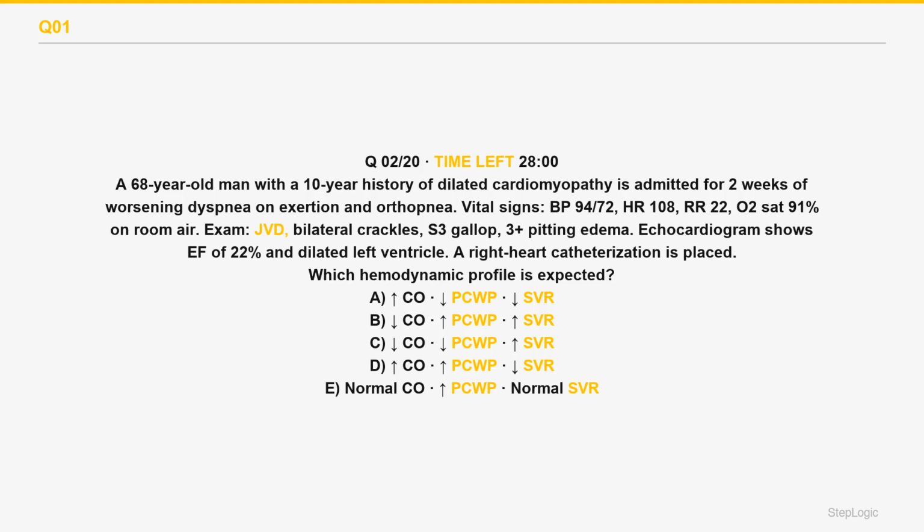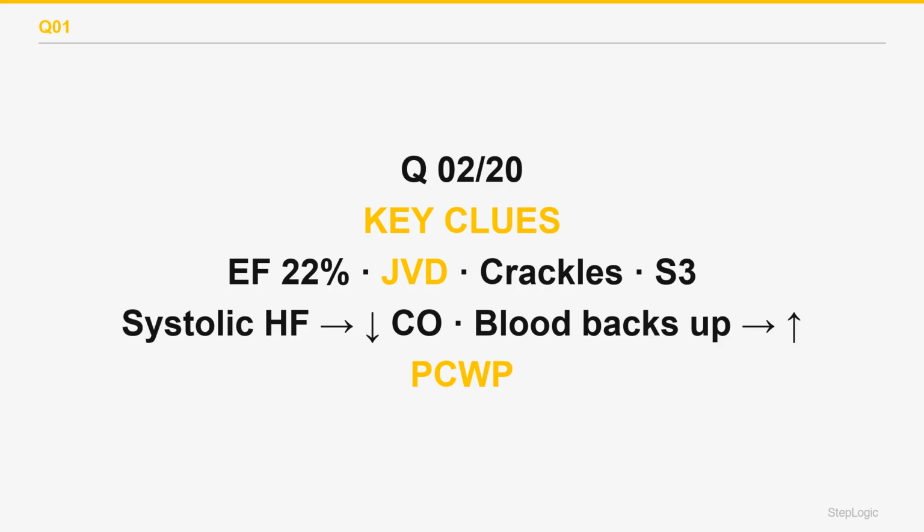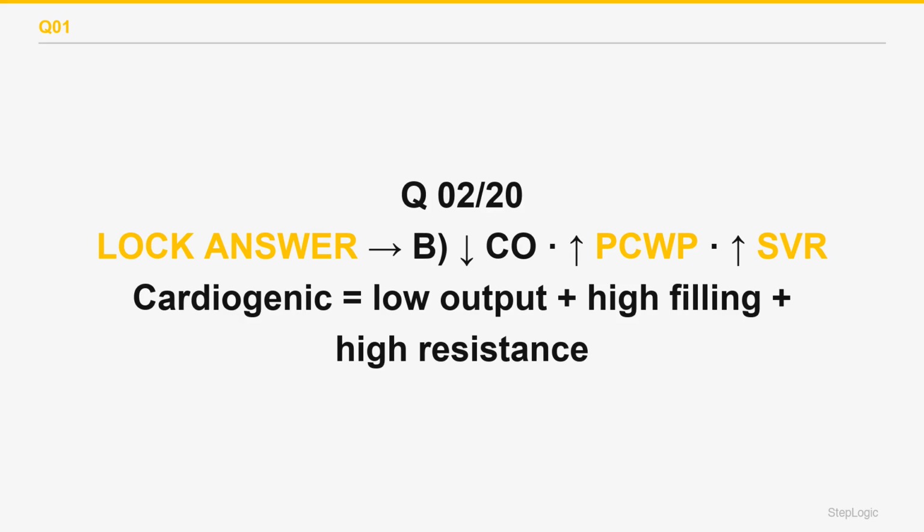Read the command, which hemodynamic profile. Dilated cardiomyopathy, EF 22%, that is severely reduced systolic function. S3, JVD, crackles. The heart cannot pump forward and blood backs up. The ventricle cannot squeeze, cardiac output drops, blood backs up into the pulmonary circuit, PCWP rises, the body compensates by vasoconstricting as SVR rises to maintain perfusion pressure. That is the cardiogenic profile, low output, high filling pressure, high resistance.